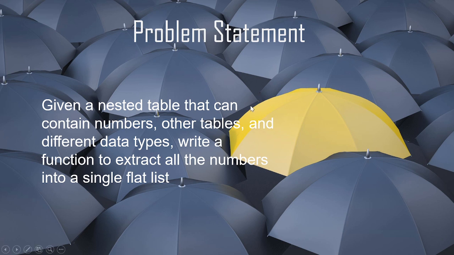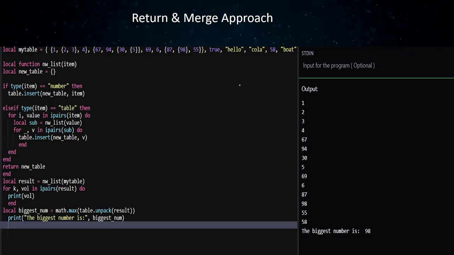So this is our problem statement. This is what we are solving. Given a nested table that can contain numbers, other tables, and different data types, write a function to extract all the numbers into a single flat list. This one is ChatGPT generated, so ignore this. I just wanted to show you this.